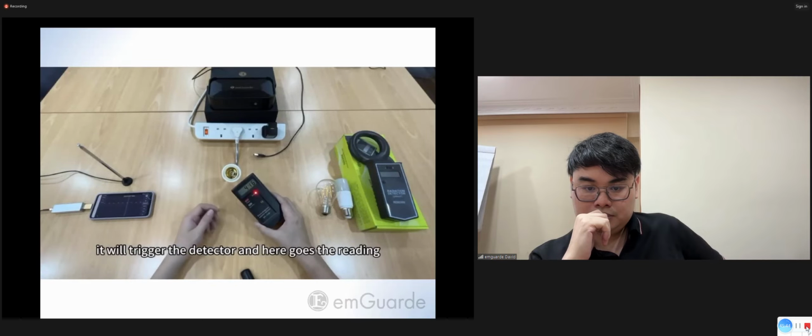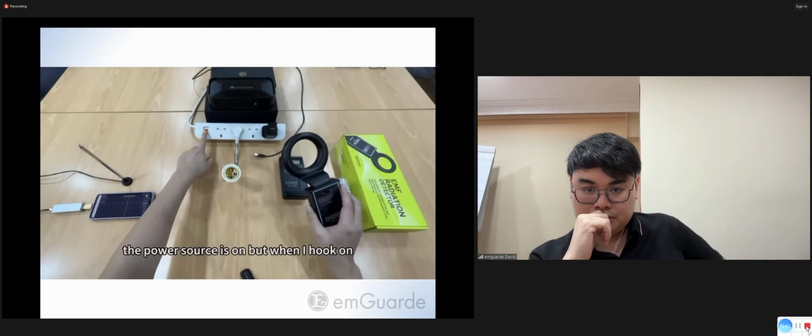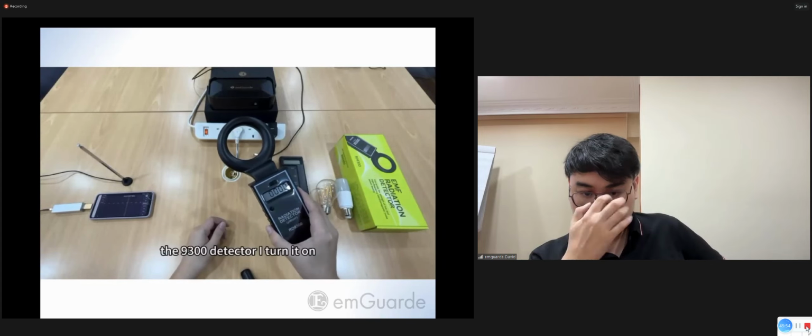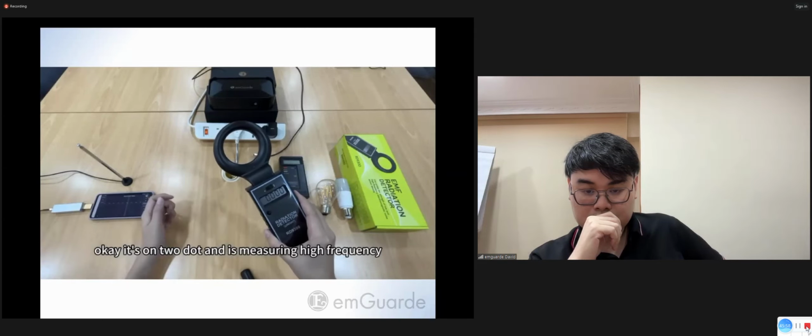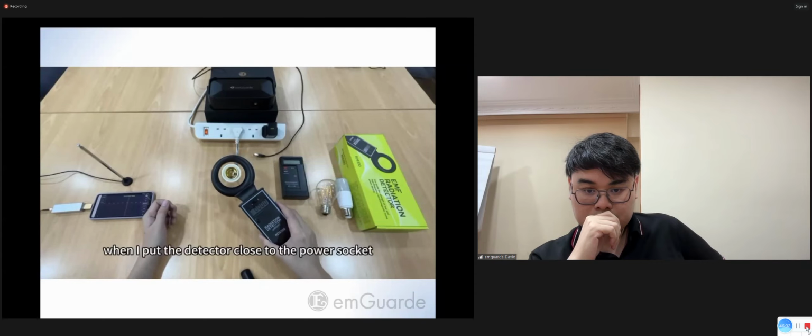It will trigger the detector and here goes the reading. All right, now the power source is on, but when I hook on the 9300 detector, I turn it on, okay, it's on 2 dot and it's measuring high frequency electromagnetic noise. If you notice, when I put the detector close to the power socket, there is no power density reading, okay?